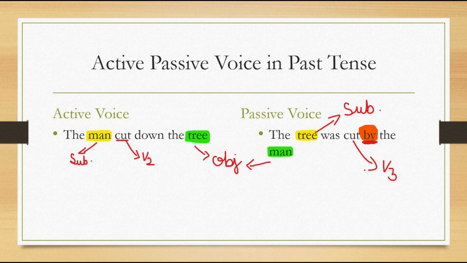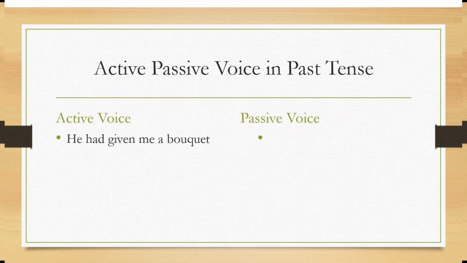You put the verb in third form and you have your continuous tense here. Was being helped by the boys. Fine. So this is how you make a passive past continuous tense. Now let's take a look at the third sentence. He had given me a bouquet. Okay. So who gave me the bouquet?